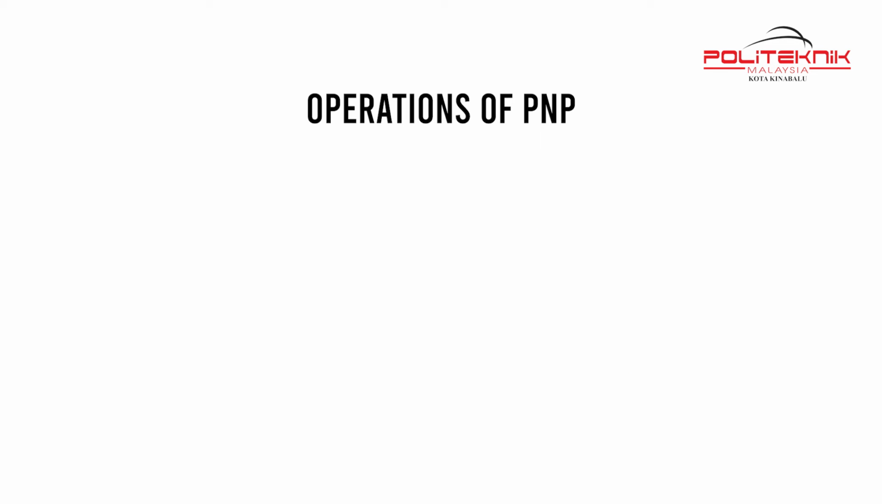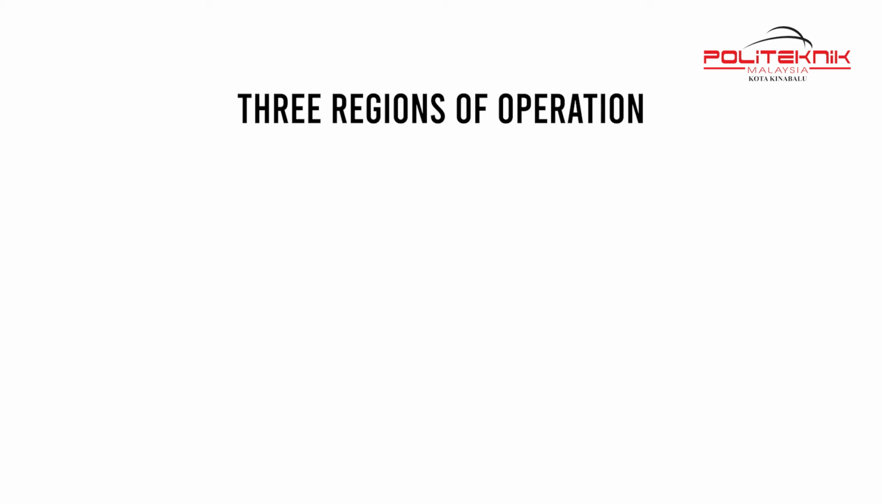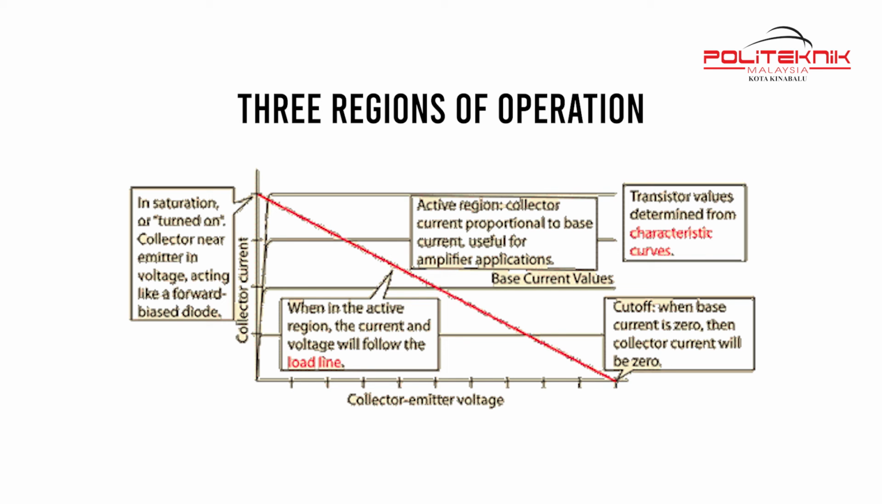Operations of NPN. Forward active mode. The emitter-base junction is forward biased and the base-collector junction is reverse biased. Three regions of operation. Active, the operating range of the amplifier. Emitter forward biased, and collector reverse biased.